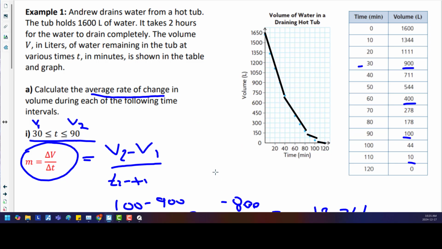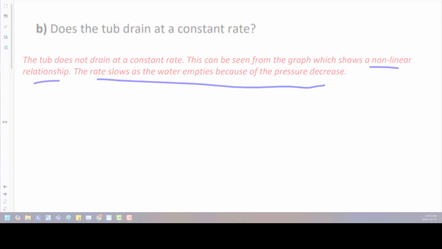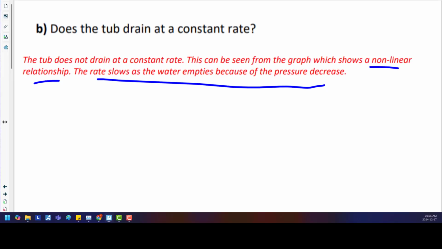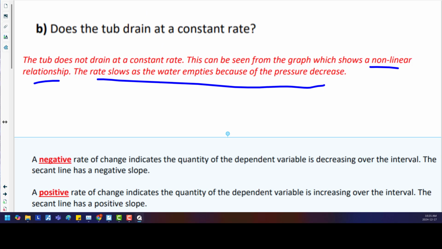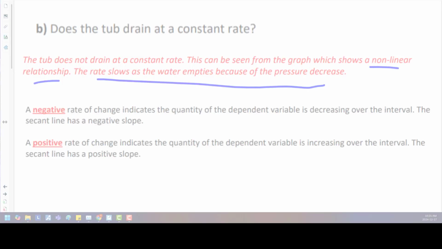So yeah, what else? Something that we all should know, but I'll read it anyways. A negative rate of change indicates the quantity of the dependent variable is decreasing over the interval. The secant line has a negative slope, and then a positive rate of change is the quantity is increasing over the interval, and the secant line has a positive slope. Pretty straightforward stuff there. Let us now do an example in which we are given a word problem.